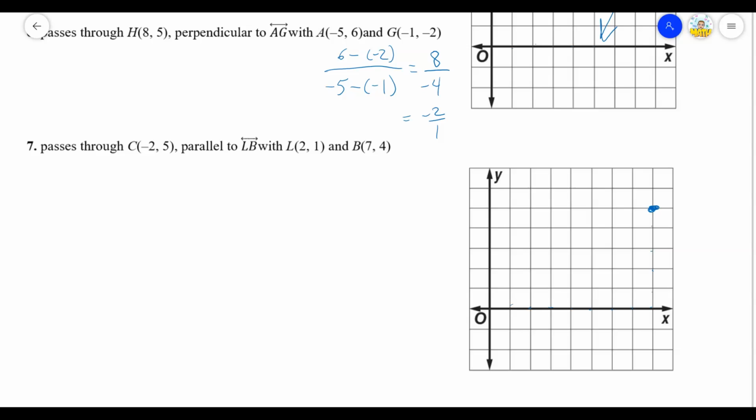So I actually think I can fit that here on the graph. So from this point at 8, 5, how would I take off with a slope of negative 2? I would go down 2 and over 1. And that's my line.